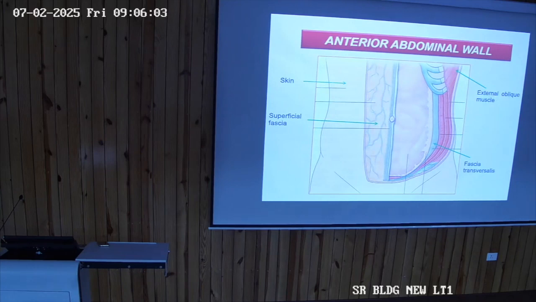What are the layers in the anterior abdominal wall? Because when we are thinking of the boundaries of the canal, we should know the muscles which are forming the anterior abdominal wall. So what are the layers in the anterior abdominal wall, from outer to inner? Just raise your hands, who wants to answer? What are the layers? Anybody?